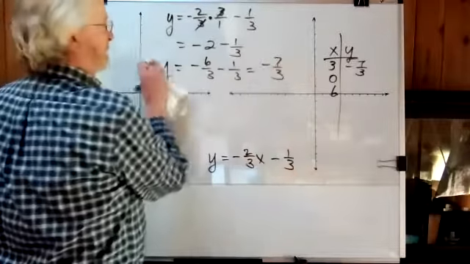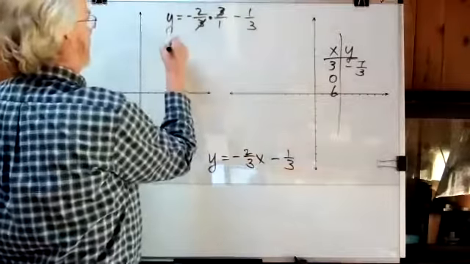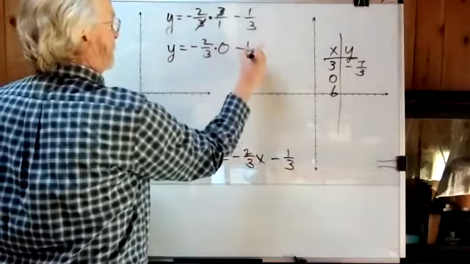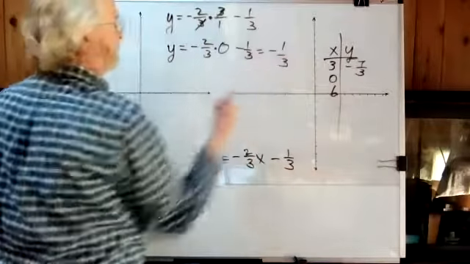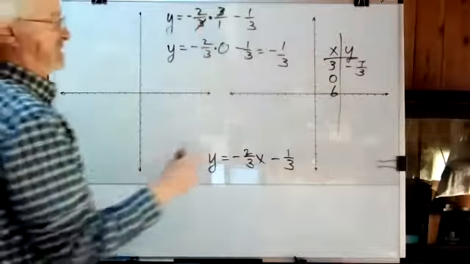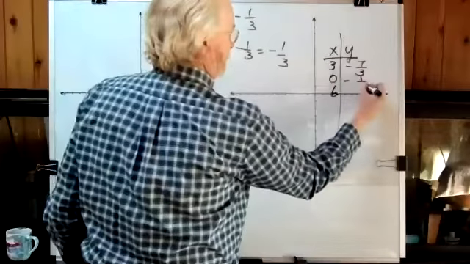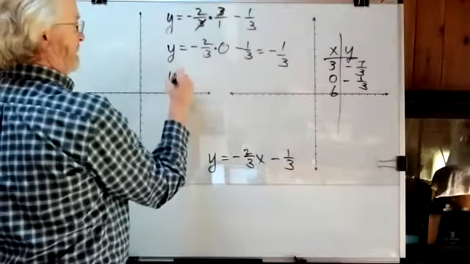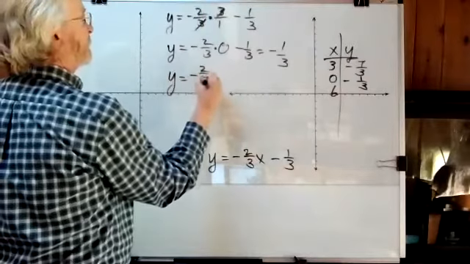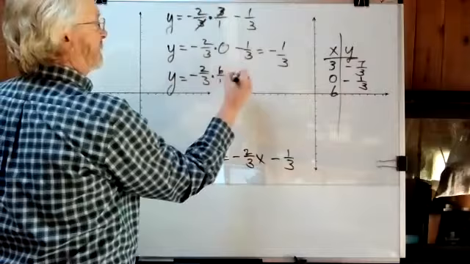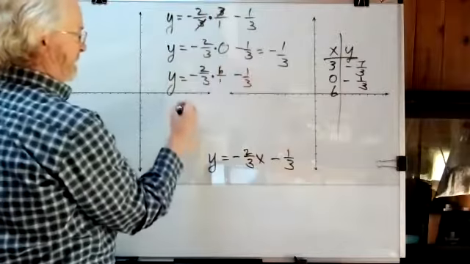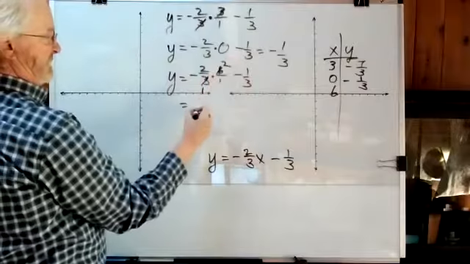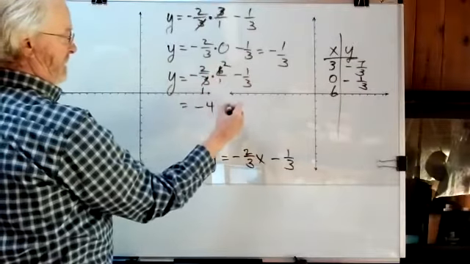If I do the same thing with the 0, negative 2/3 times 0 minus 1/3, well, that's just going to be negative 1/3, right? 0 times that fraction is 0, negative 1/3. And so I'll do the last one here. I'll put the 6 in, right? Negative 2/3 times 6 over 1 minus 1/3. Now that cancels some 3's. That's going to be negative 4 minus 1/3.